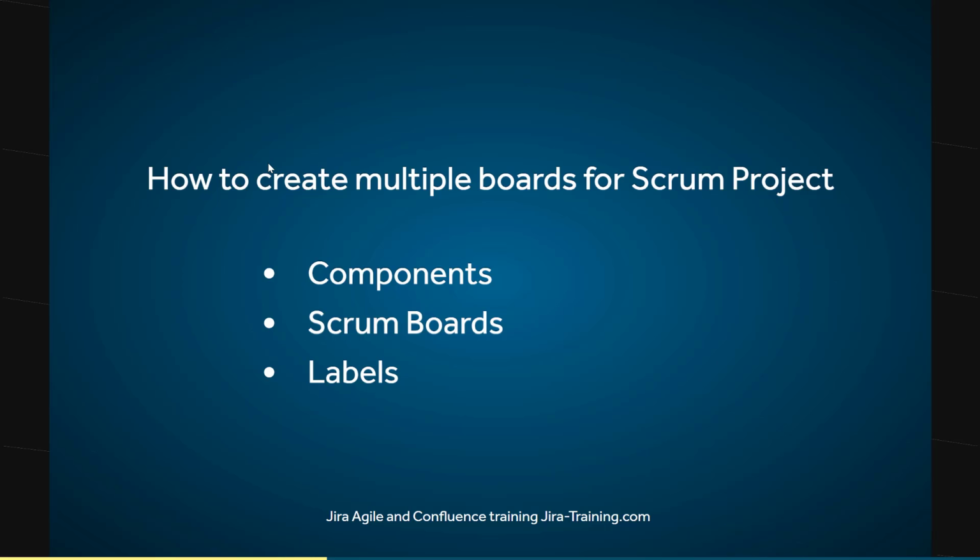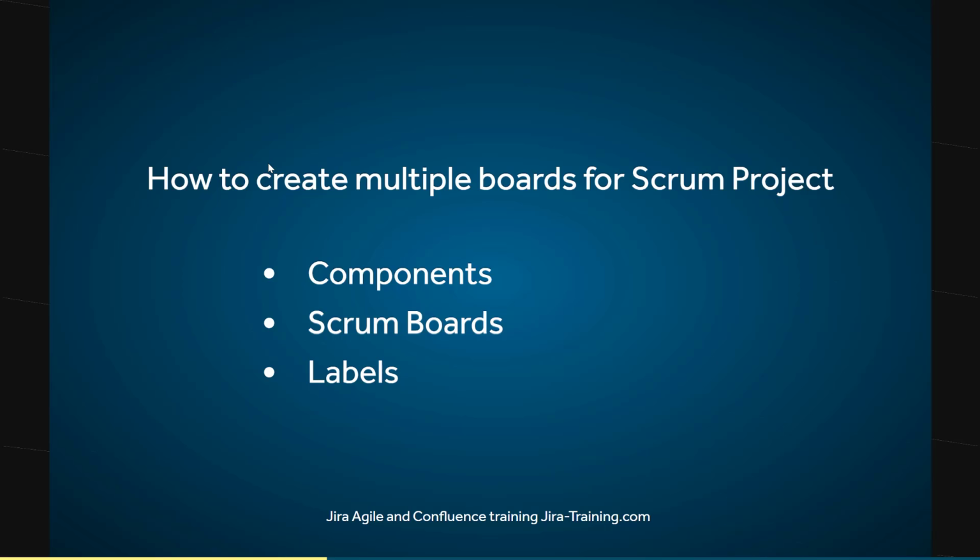Everything in Jira, as I told you before, is strictly connected to filters. So we're going to talk about components, and I'm going to explain what a component is. We're going to configure maybe 2 or 3 different Scrum boards for a single project, and I'll also show you how to use labels for that.